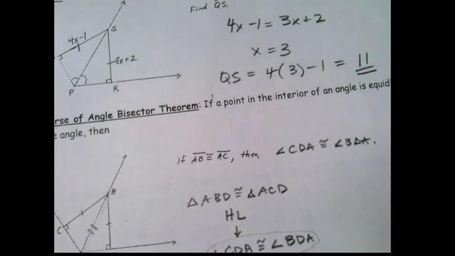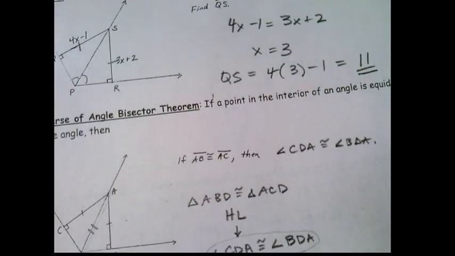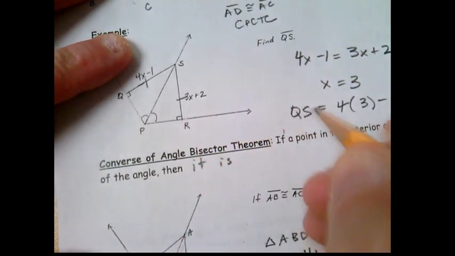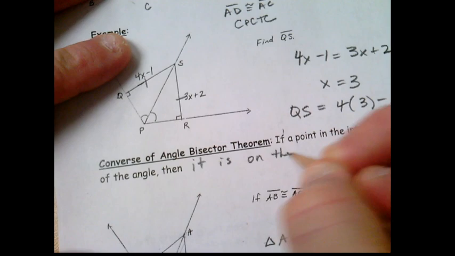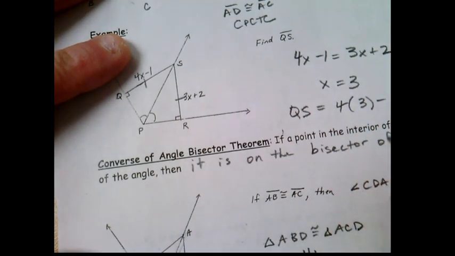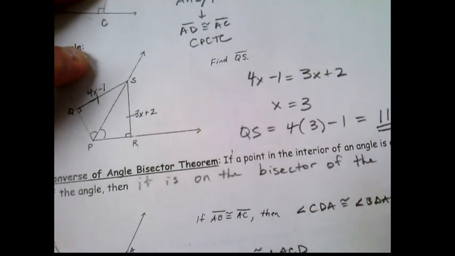So what does the converse of the angle bisector theorem read? It says if a point is on the interior of an angle and is equidistant from the sides of the angle, then it is on the bisector of the angle.